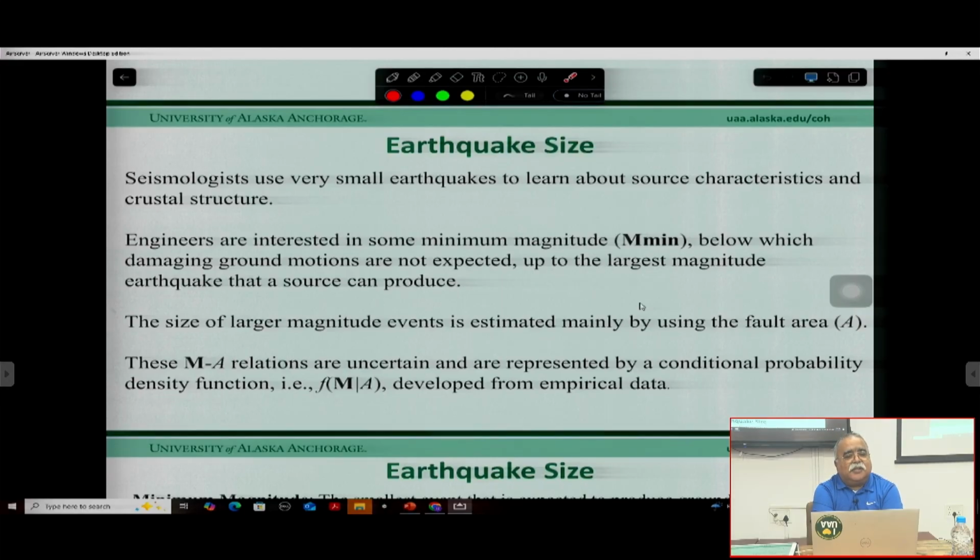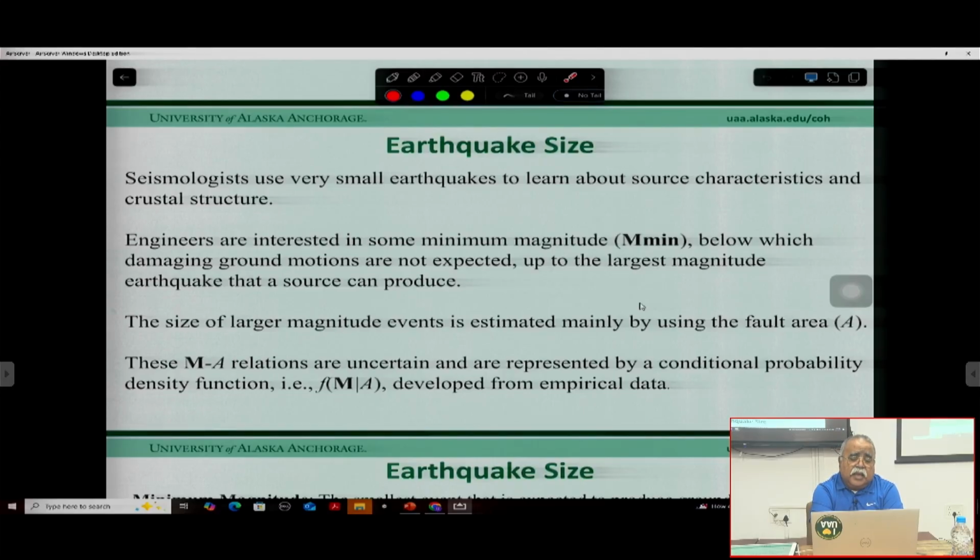Engineers are not interested in a small magnitude earthquake, because that small magnitude earthquake is not creating any damage or any hazard to the structures or anything, right? So they are not interested in measuring the small magnitude earthquake. They are always interested in measuring the big magnitude earthquakes, and its consequences they need to study.